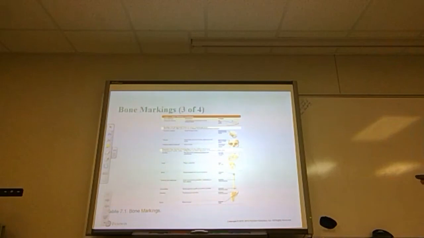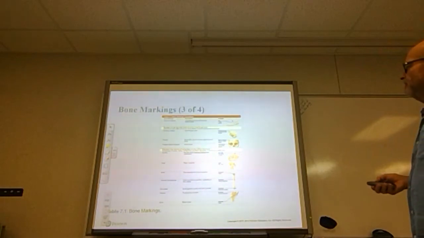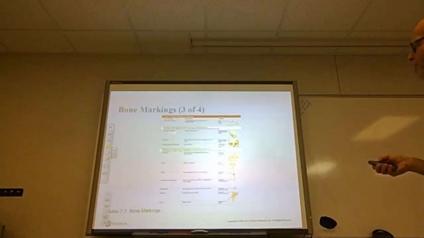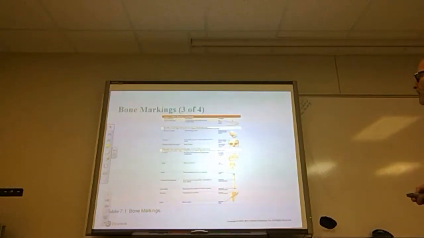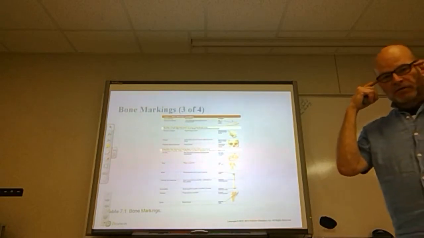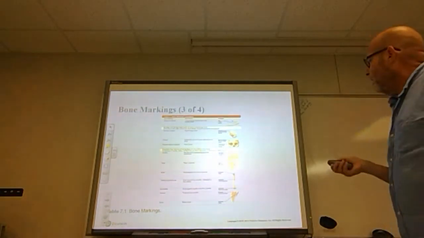Some other bone markings. We have a groove, which is a long indention. Grooves usually are going to be points of muscle attachment. There's a canal or a meatus, which is a tunnel through a bone. This one shows the acoustic meatus, which is where structures of the ear go through the temporal bone here on the side of your head.